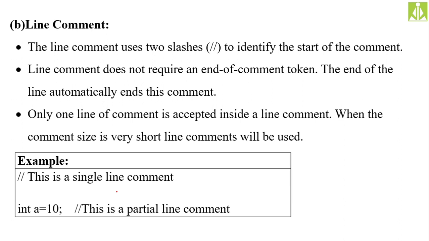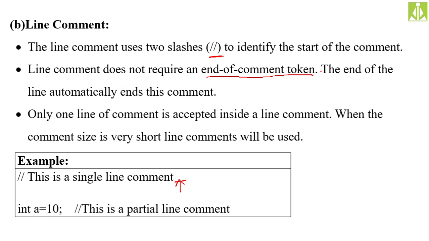Then we have the line comment, which will span only one line, and the token for that line comment is two slashes. You can use two slashes as the start token for the line comment, and there is no end token. Wherever you end the line, there the line comment will end. There is no end token for the line comment. The end of line itself acts as the end token for the line comment.